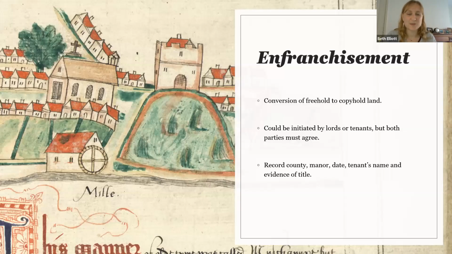Other documents, again, I'll just brush over this. You may find enfranchisements. So that's documents which detail the conversion of freehold land to copyhold. So they move between freehold and copyhold. Lords or tenants could initiate this, but both had to agree. One couldn't just do it without the permission of the other. And these record the county, manor, date, tenant's name, and evidence of title.